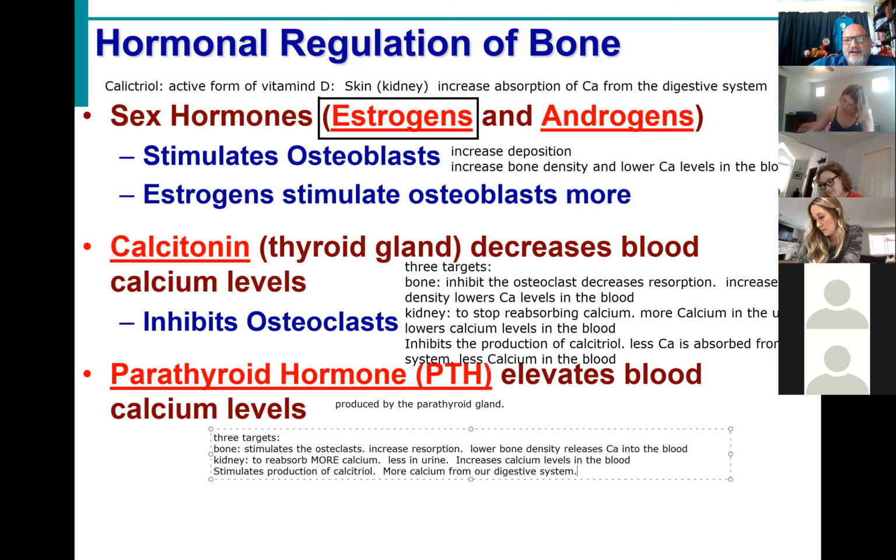Because as I've said many times and will continue to say through this and all of 431, calcium makes cells do wonky things. We need to keep very precise control of our calcium levels in the blood. So if it comes down to a choice between having the right levels of calcium in our blood and having big, dense bones, bones are going to lose every time.